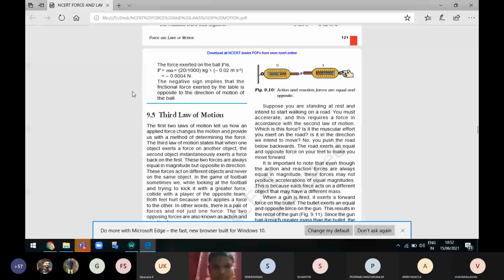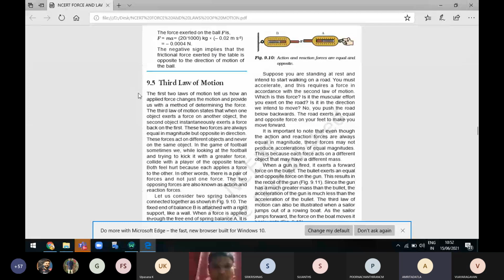Yes, continue. Suppose you are standing at rest and want to start walking on a road. You must accelerate, and thus it requires a force in accordance with the second law of motion. Which is the force? Is it the muscular effort you exert on the road? Is it the direction we intend to move? No, you push the road below backward. The road exerts an equal and opposite force on your feet to make you move forward. It is in this paragraph that they are saying that. So from the second law of motion, we know that for any object to move, you have to give a force.